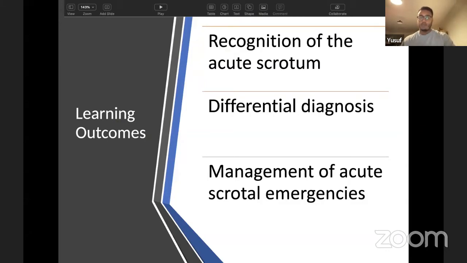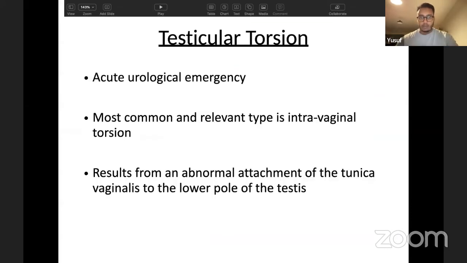And this is quite an important topic because the acute scrotum is a common presentation to a variety of healthcare practitioners. It comes to primary care, to pediatricians, general surgeons, urologists, pediatric surgeons, etc. And it presents to A&E obviously as well. So it's good to have an idea about what the various presentations are.